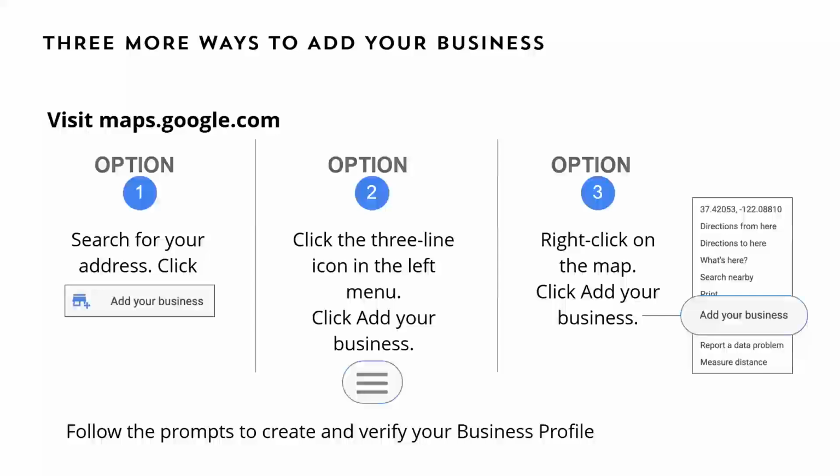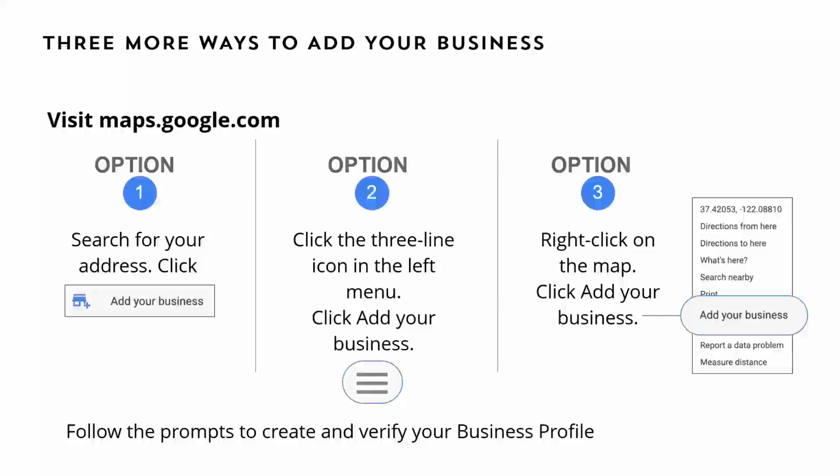So we just walked through verifying your business. You can also verify a business on Google Maps. If you're using your computer, you can visit Google Maps at maps.google.com. Make sure you're signed into your Google account. And there are 3 ways to create the business profile from there. First, search for your address. Then click Add Your Business in the list of options.